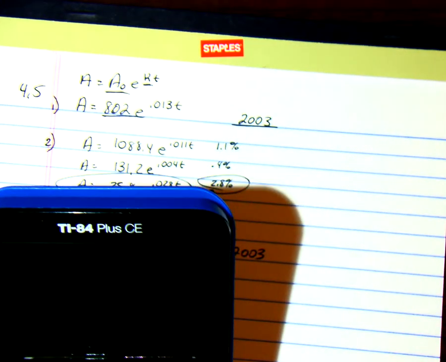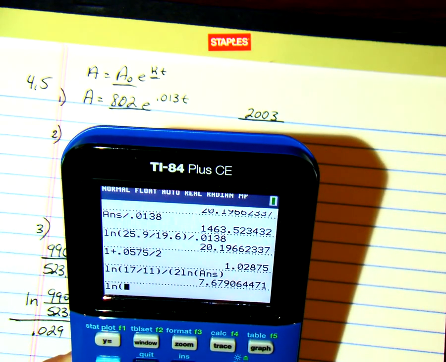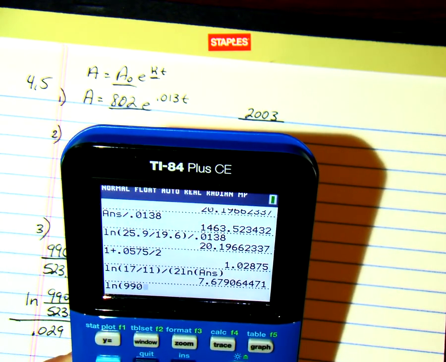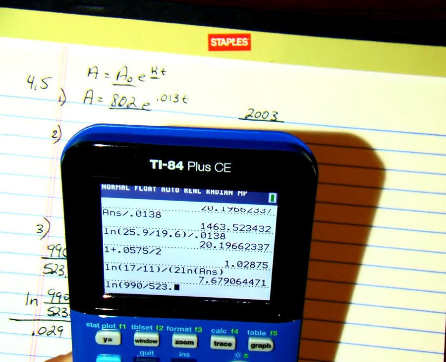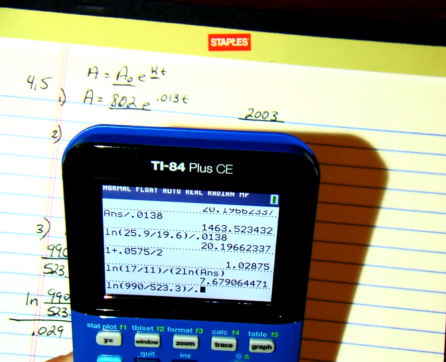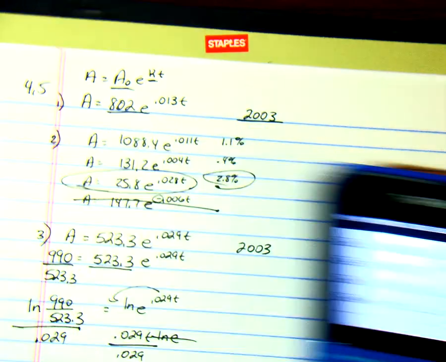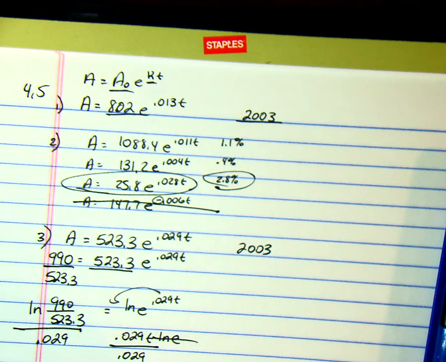So now it becomes a process of getting that into my calculator. We have the natural log of 990 divided by 523.3. And then we're going to take this answer and divide it by 0.029. I did not put in the extra parenthesis this time, so we should be golden: 21.98. And it says round to the nearest year as needed, so we're going with 22 years. So 2025 would be the year that it wants for an answer.